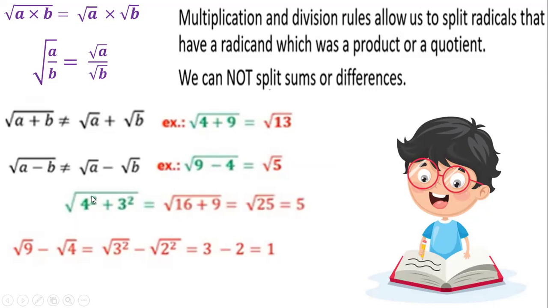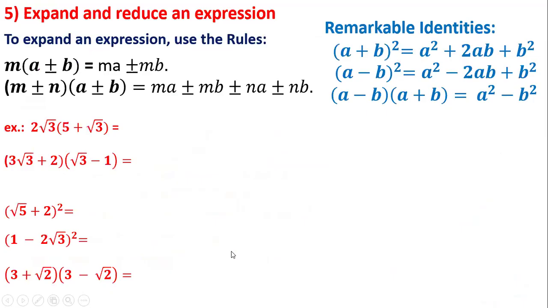Now, radical 4 squared plus 3 squared, also in the case of addition, we cannot split, so we calculate 4 squared is 16 and 3 squared is 9. So radical 16 plus 9 is radical 25 and the answer is 5. Since 25 can be written as a perfect square, it's written radical 5 squared, so the answer is 5. Here, they are given split. I didn't split them. They are given in this way. So 9 can be written as a perfect square and 4 can be written as a perfect square. Here 3 squared comes out as 3 and 2 squared comes out as 2. So 3 minus 2 is 1.